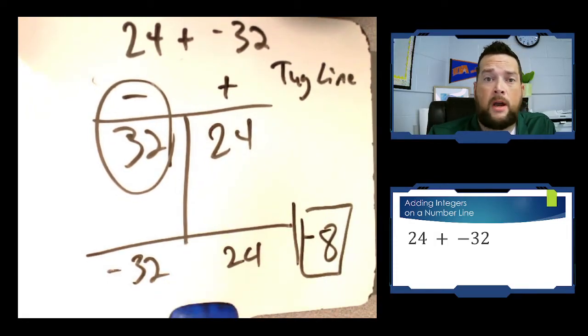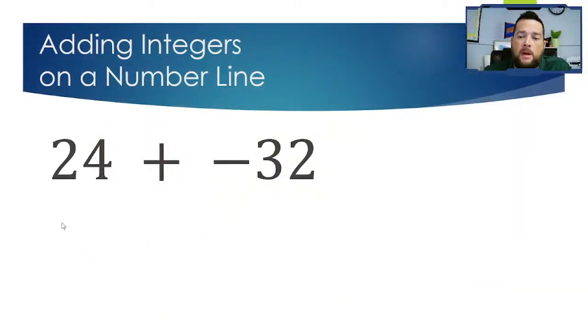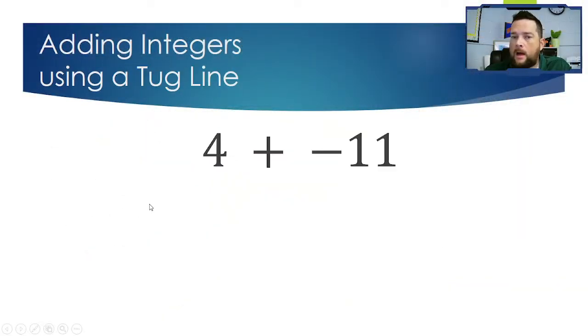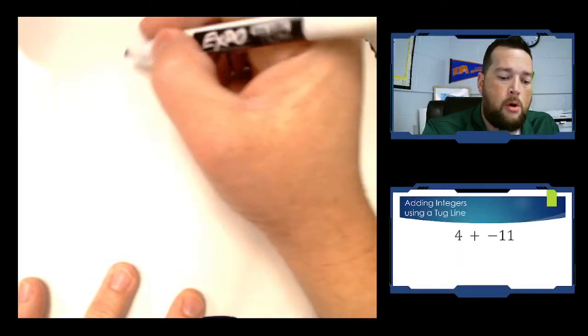Tug line doesn't break down no matter how big the numbers are or how many numbers you have. If you have a lot of numbers, then you're going to continue to be able to use a tug line. So go ahead and try this one on a tug line. 4 plus negative 11, all right? You may want to pause this video right now because I'm going to go ahead and show you the answer, but try to put it on a tug line. Pause this, all right? Put it on a tug line and then come back and see what the right answer is.